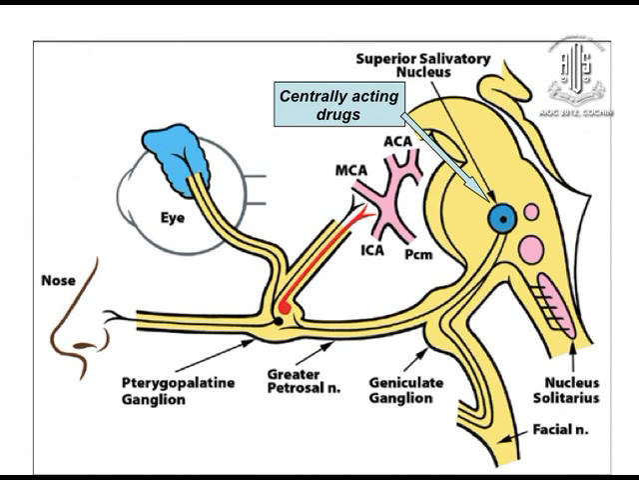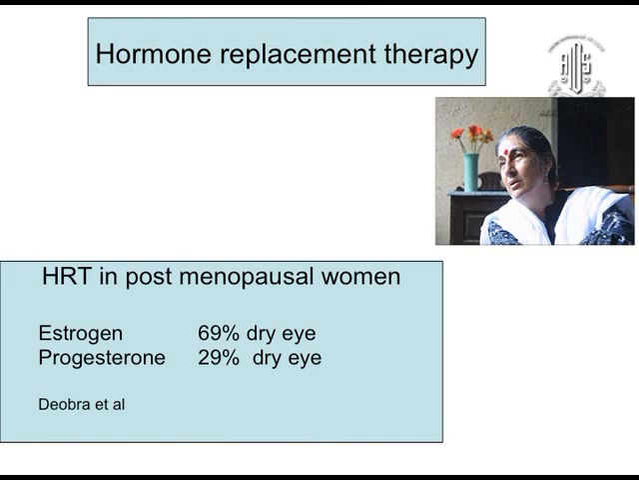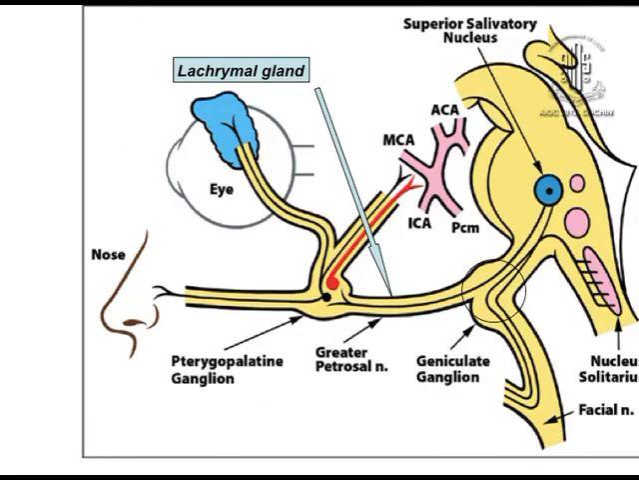Then the women who are on hormone replacement therapy have a tendency to develop dry eye. Estrogen-dependent women have 69% dry eye, and progesterone 29%. So these hormones are used in the treatment of dry eye because of the hormone deficiency, and they themselves produce dryness of the eye. The effect of these hormone-dependent dry eyes is at this level.